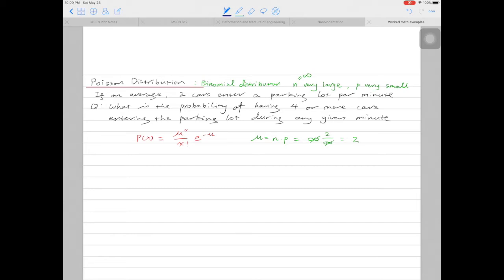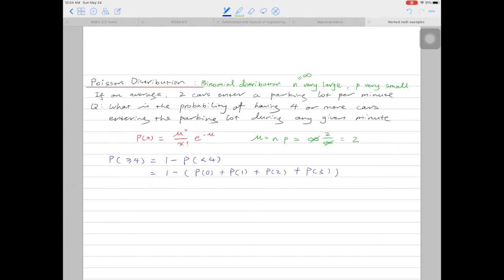Let's come back to the question here. The question asks, what is the probability of having 4 or more cars entering the parking lot during any given minute? The probability of having 4 or more cars can be written down as 1 minus the probability of having less than 4 cars. Then the probability of having less than 4 cars can be expanded as the probability of having 0 cars plus the probability of having 1 car plus the probability of 2 cars plus the probability of 3 cars.